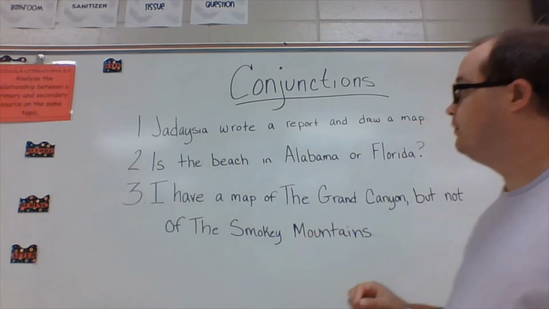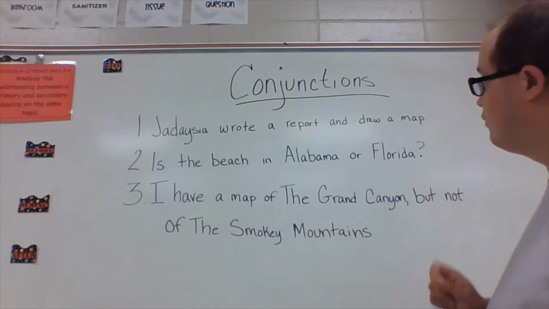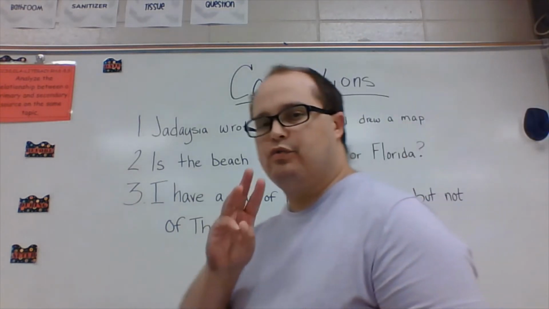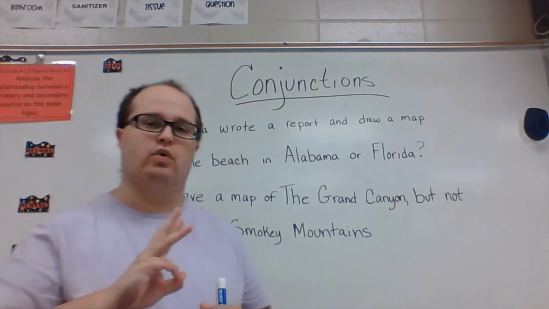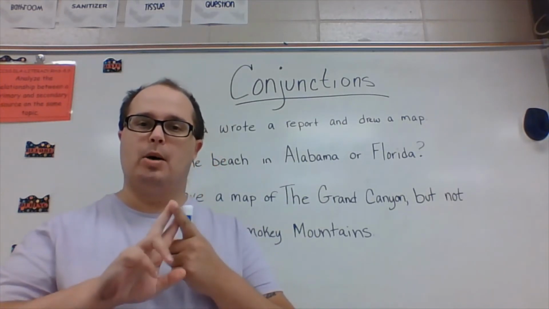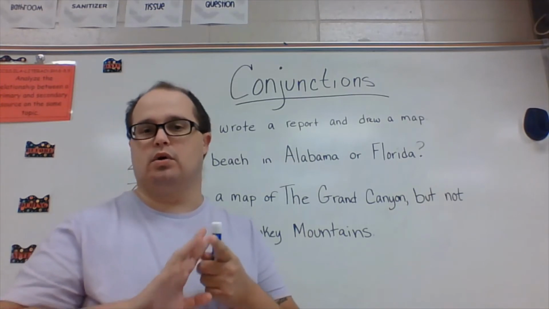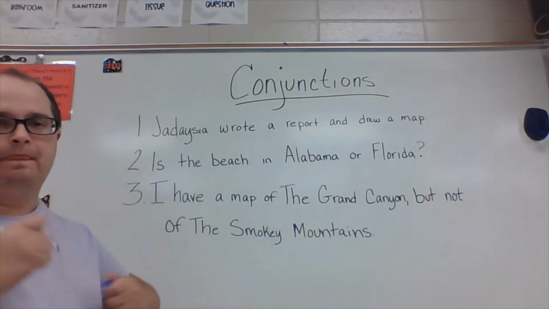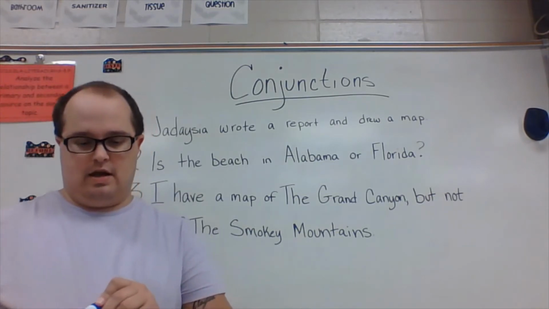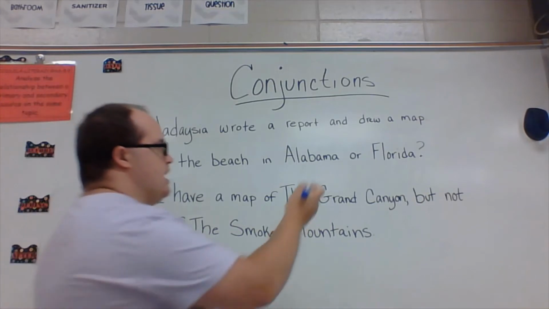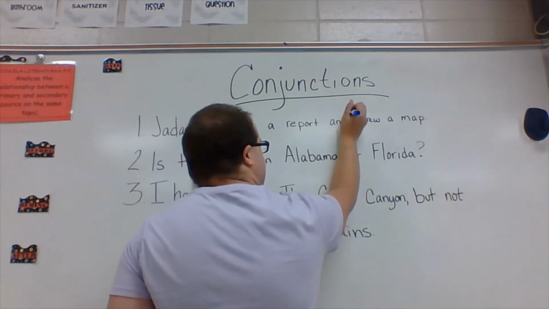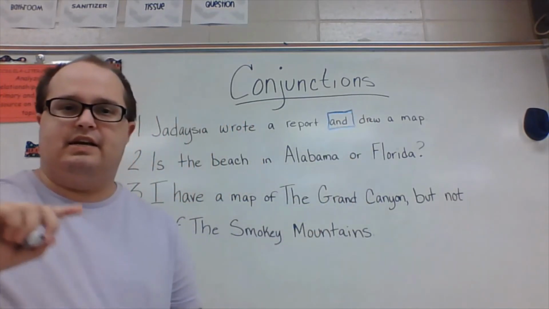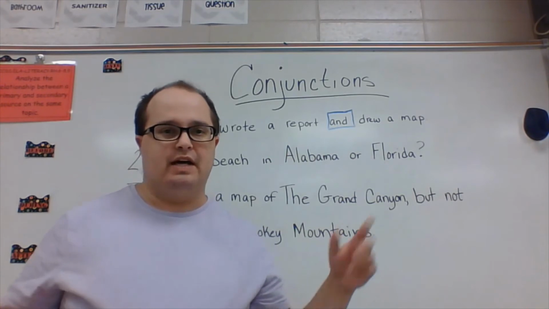Number one. Jadeja wrote a report and drew a map. Now, what are the three conjunction words that we're going to look for? And, but, or. Which one do we see? If you said and, ding, ding, ding, you are the winner. And is, in fact, the conjunction in that sentence.